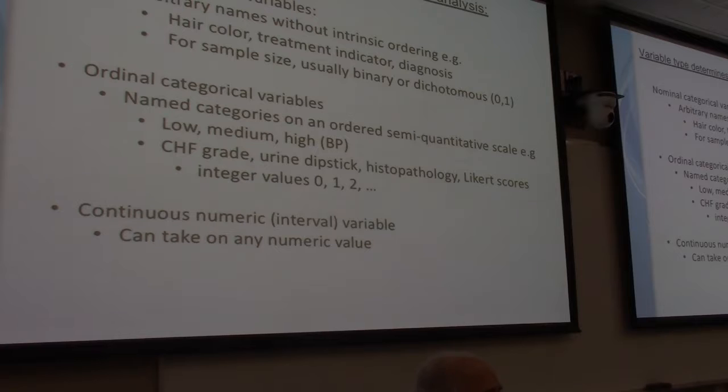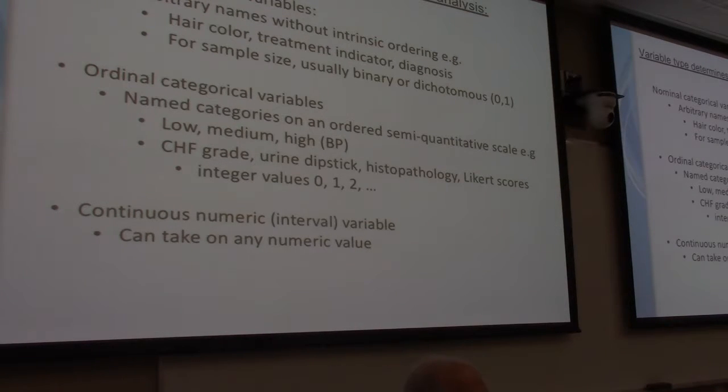The variable type, as I said on the first day here, automatically determines the appropriate statistical analysis. So please remember your different types of variables. Nominal categorical variables, you will recall, are arbitrary categories where they have names but there's no intrinsic ordering to them, like hair color, treatment A versus treatment B, disease versus non-disease.